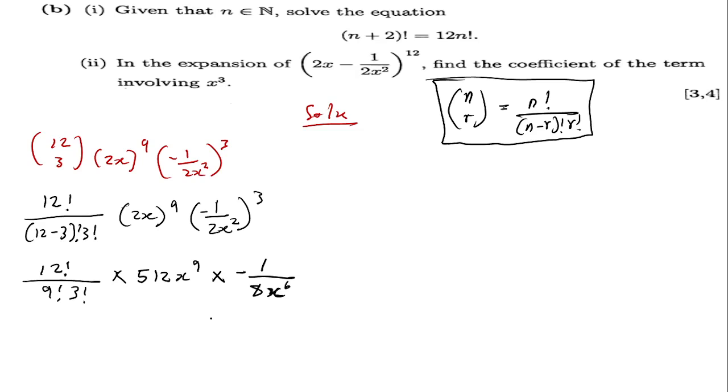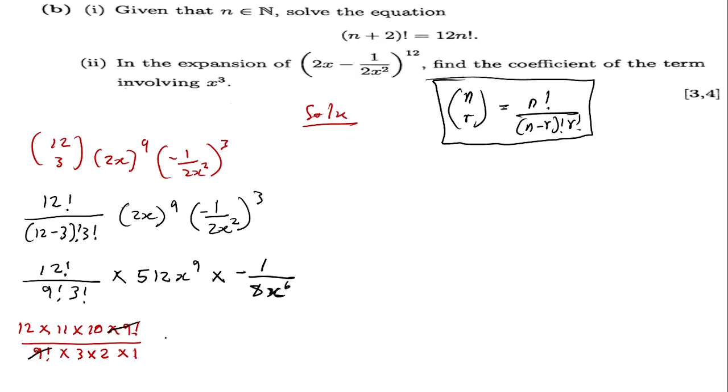After having such information, we can easily expand 12 factorial. So we are going to say 12 times 11 times 10 times 9 factorial over 9 factorial times 3 times 2 times 1. Automatically, with that in mind, this 9 factorial and that 9 factorial will go.